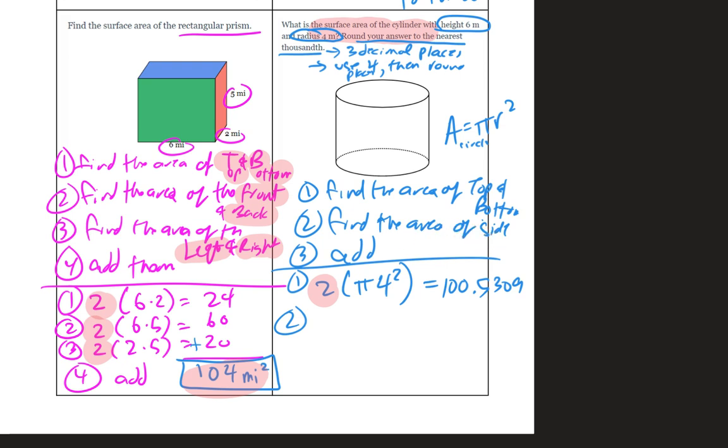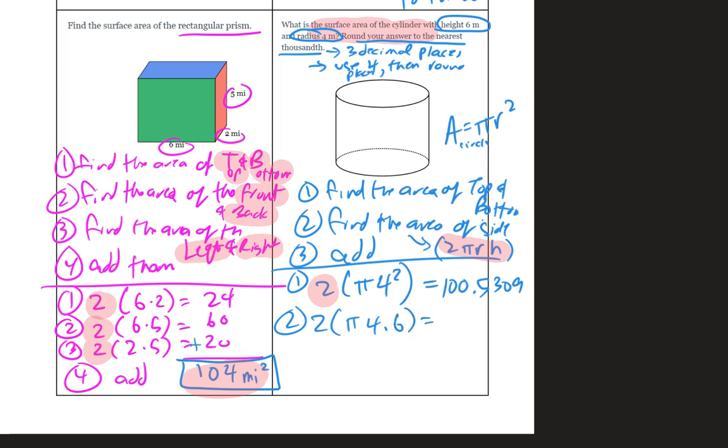Next, step number 2, we're going to find the area of the sides. Here's how we find this out. The area of the sides is going to be 2 pi r h. So let's do that. We're going to say 2 times pi times the radius. The radius is going to be 4, and then times the height. We said the height on this one is 6, so that's where that 6 comes in.